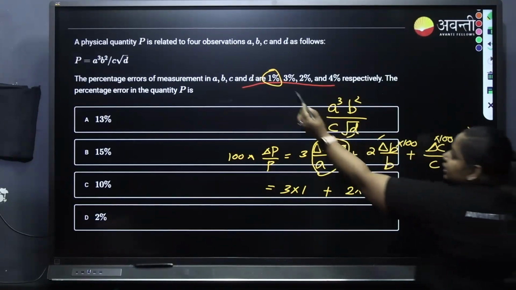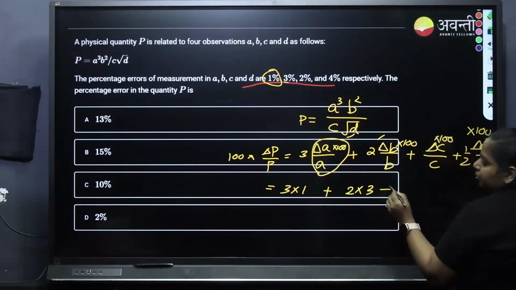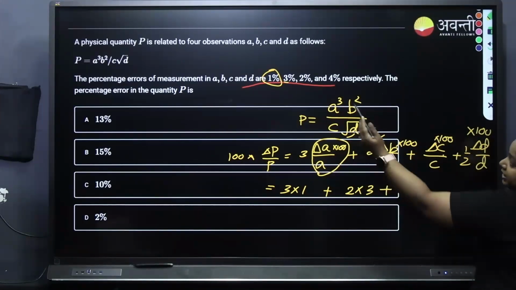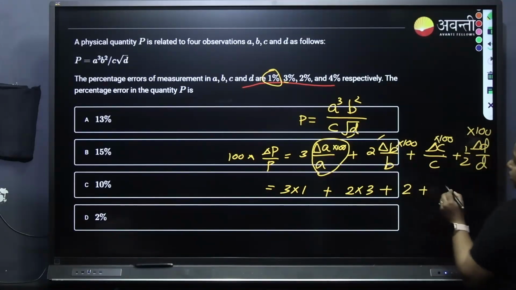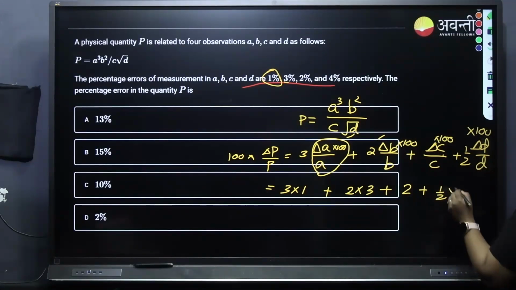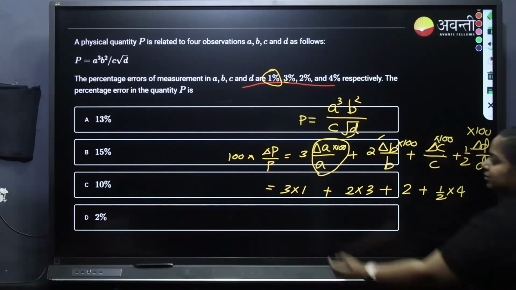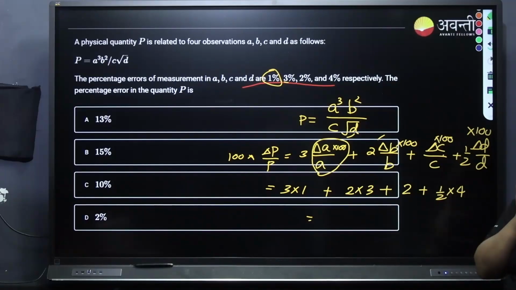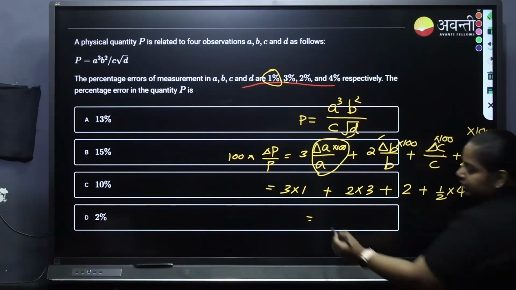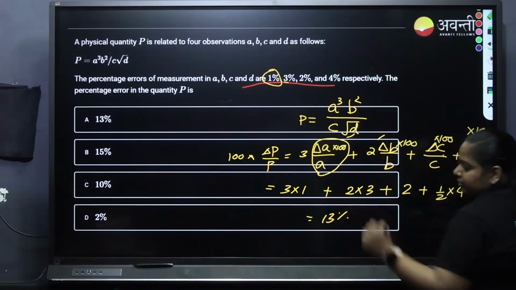What is the percentage error in B? 3. Plus the percentage error in C is 2. Plus the percentage error in D is 4. So 1 by 2 into 4. What is the answer? 3 plus 6 plus 2 plus 2. The answer is 13%. Okay.